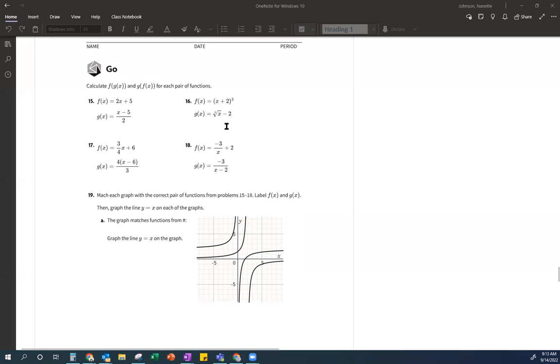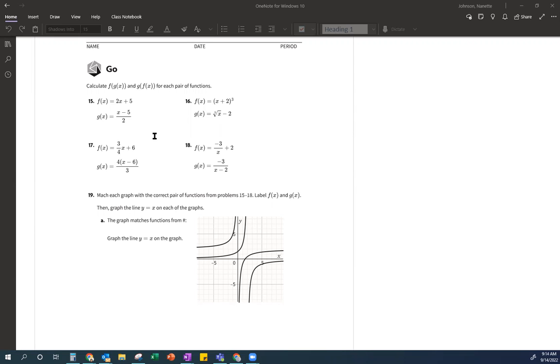Okay, still on 1.4, we're going to go over 16 and 17 from Ready, Set, Go. They're asking you to find f of g and g of f. So this again is gnarly substitution. I keep saying that over and over again. It's just substitution that they want you to do. Instead of this, please put a this.